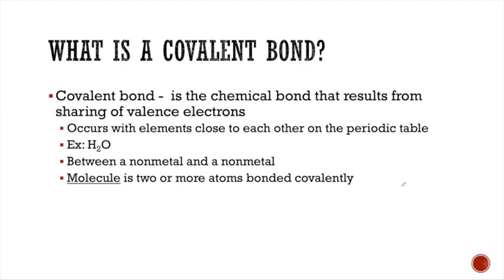Okay, so what is a covalent bond again? A covalent bond is a chemical bond that results from sharing of valence electrons. So they don't give away electrons like ionic bonds do. Ionic bonds give or take, you can say either way. And covalent bonds share those valence electrons. And this occurs with elements close to each other on the periodic table.